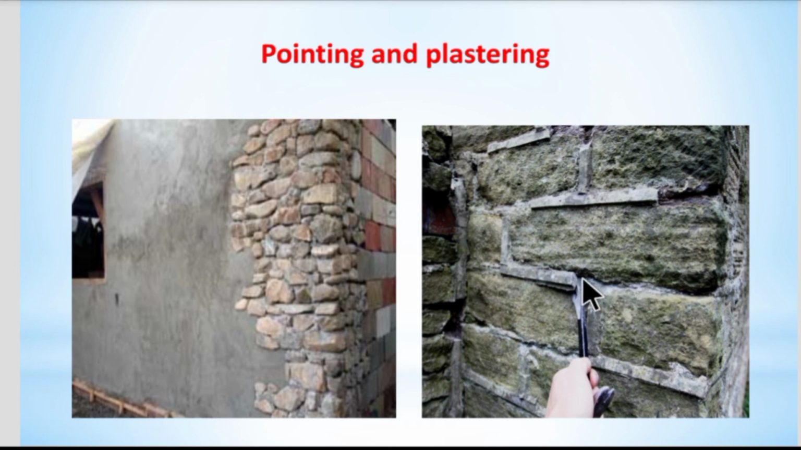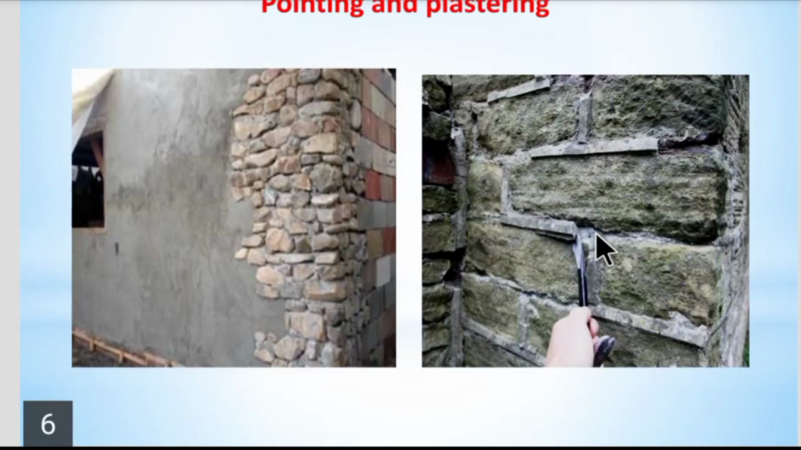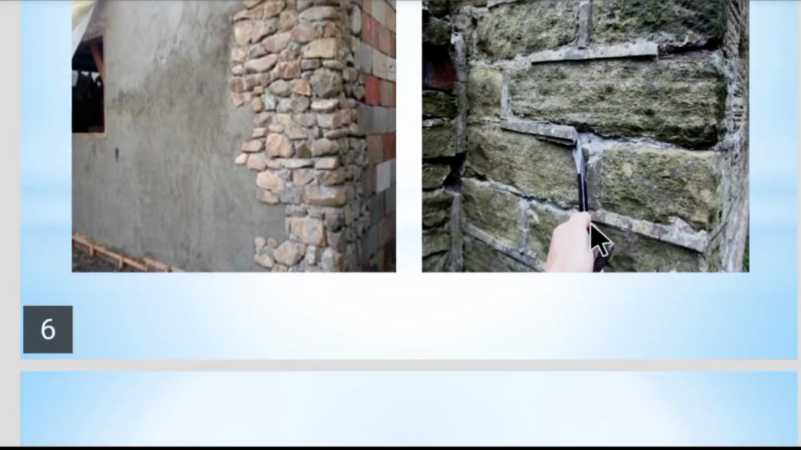This is the pointing. We apply the preservative, meaning we fill these joints with cement. This cement acts as a preservative and will prevent the stone from getting damaged.